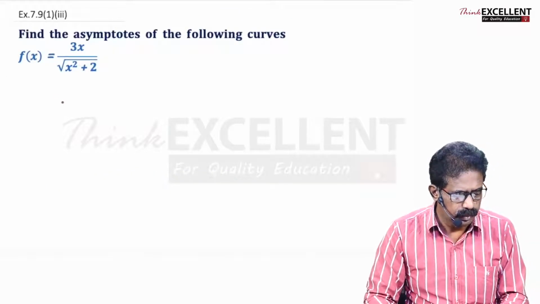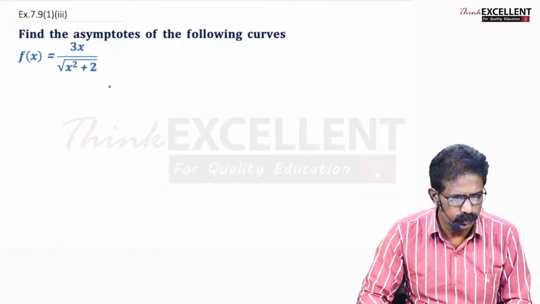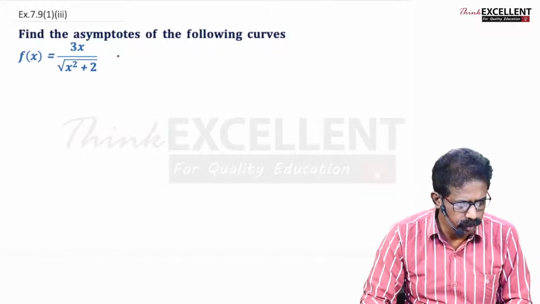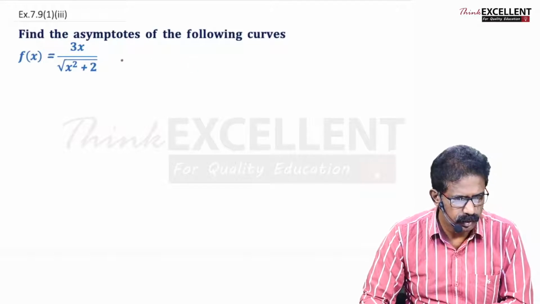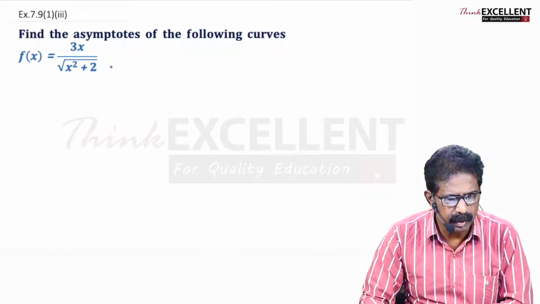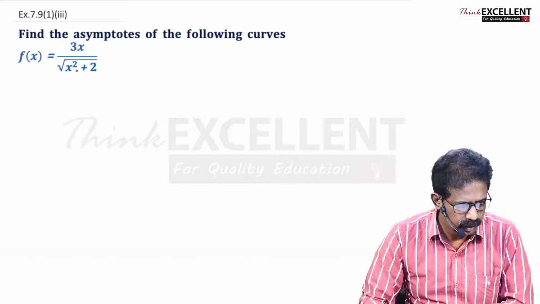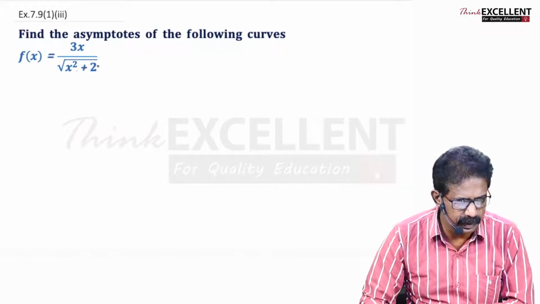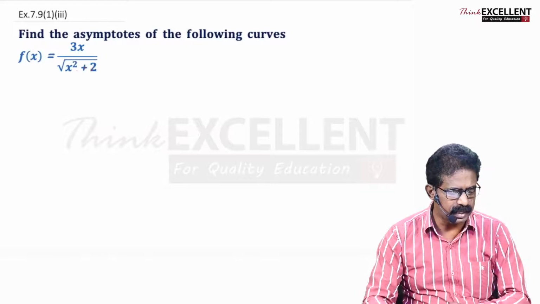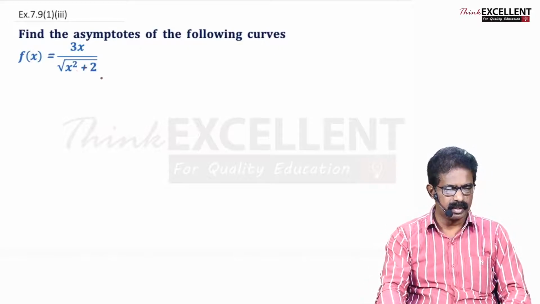Listen, the third one. Find the asymptotes of the following curves. So here, when the denominator becomes 0, x square plus 2, so there is no chance of making that a 0, right?